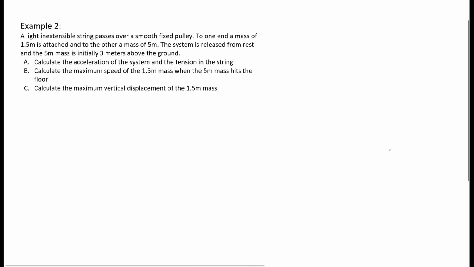Okay. As with example 1, it's sensible just to go through and draw out the situation as the first step. So a light, inextensible string passes over a smooth, fixed pulley. To one end a mass of 1.5 m is attached, and to the other a mass of 5 m.